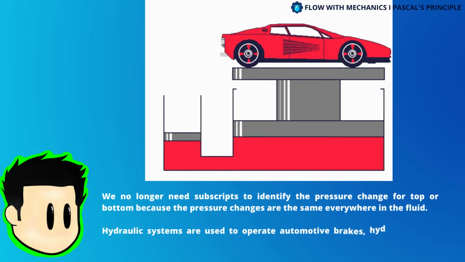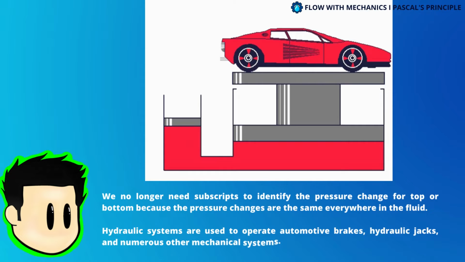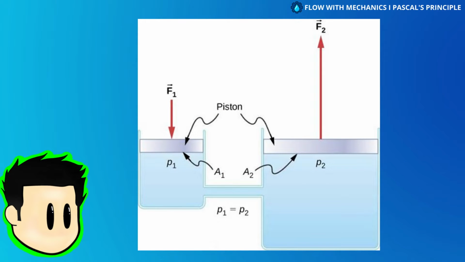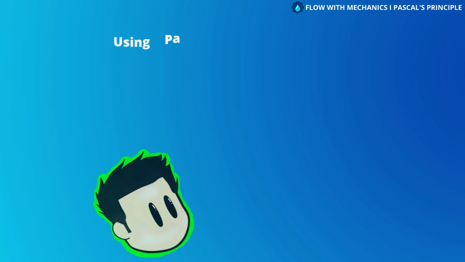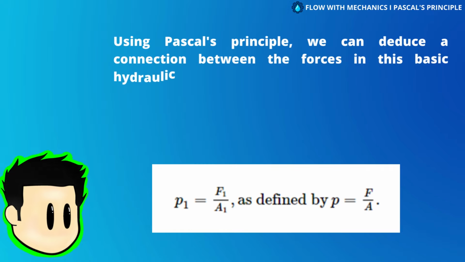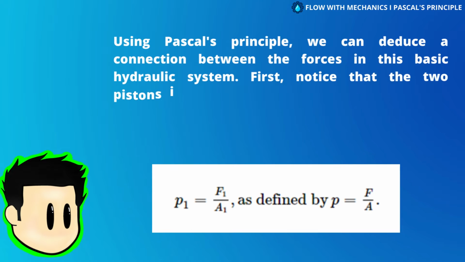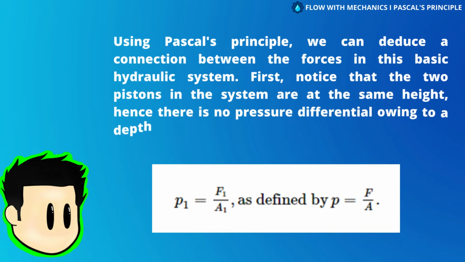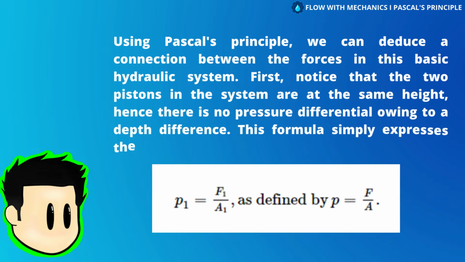Hydraulic systems are used to operate automotive brakes, hydraulic jacks, and numerous other mechanical systems. Using Pascal's principle, we can deduce a connection between the forces in this basic hydraulic system. First, notice that the two pistons in the system are at the same height, hence there is no pressure differential owing to a depth difference.